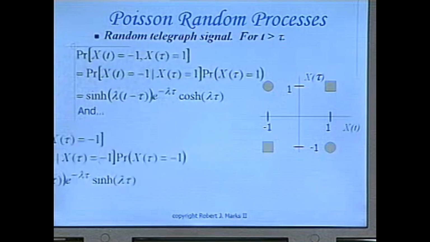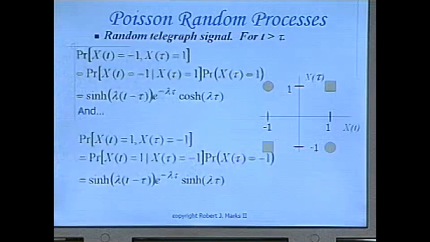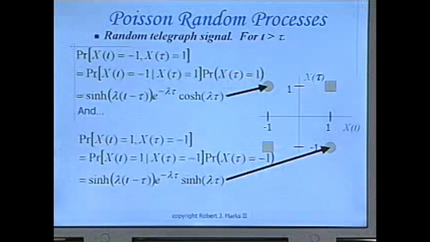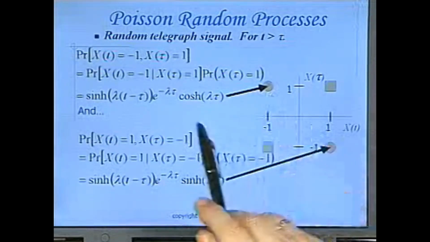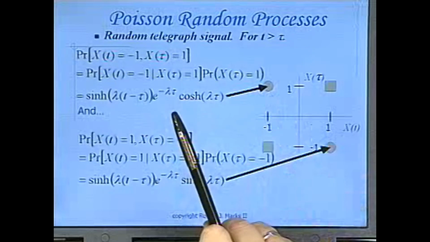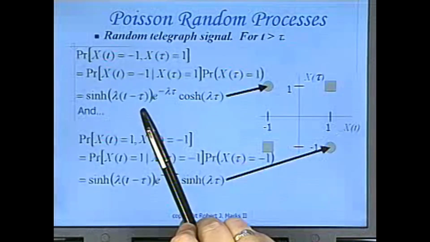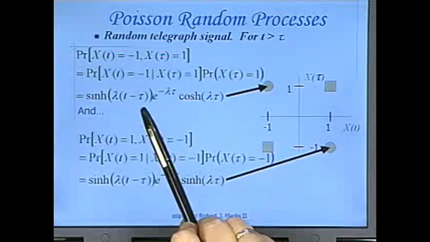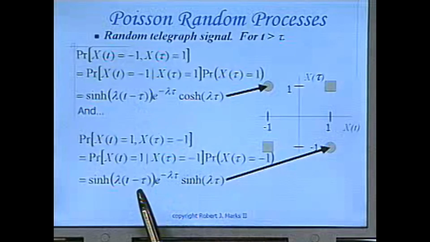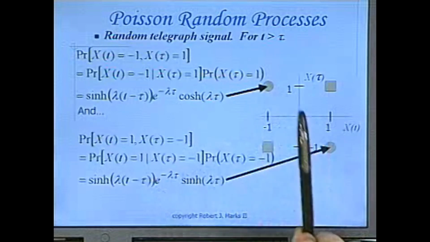And when we put all of the things to it, I'm going to gloss over the math since there are errors in it, we finally get expressions for the two points here. Both of these expressions should be multiplied by e to the minus lambda (t minus tau). If we obtain that, we obtain these two points.